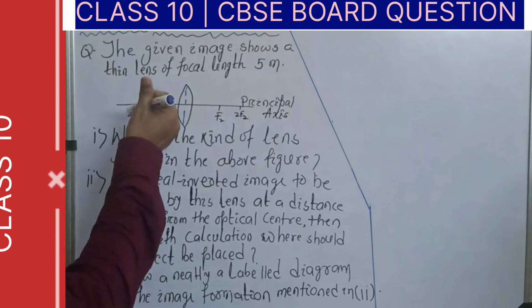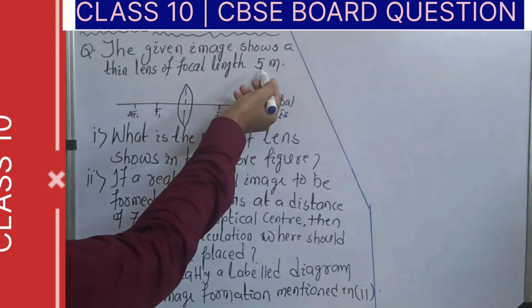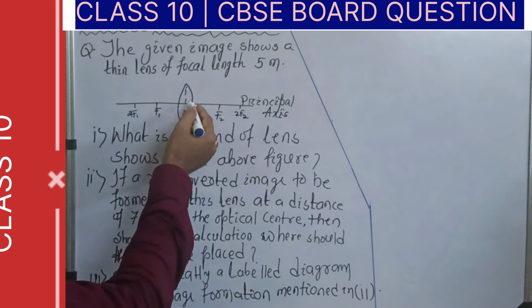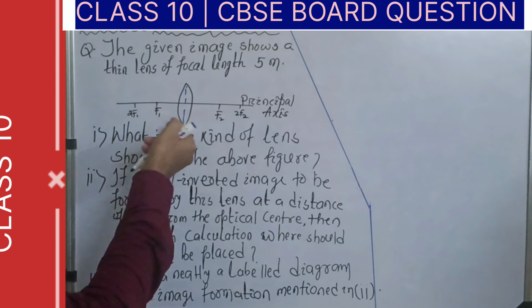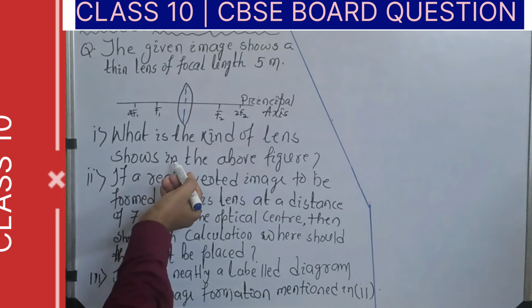The question is: the given image shows a thin lens of focal length 5 meter. This lens, you know students, is a convex lens whose middle is thicker and edges are thinner. And here it is asking what is the kind of lens shown in the above figure.